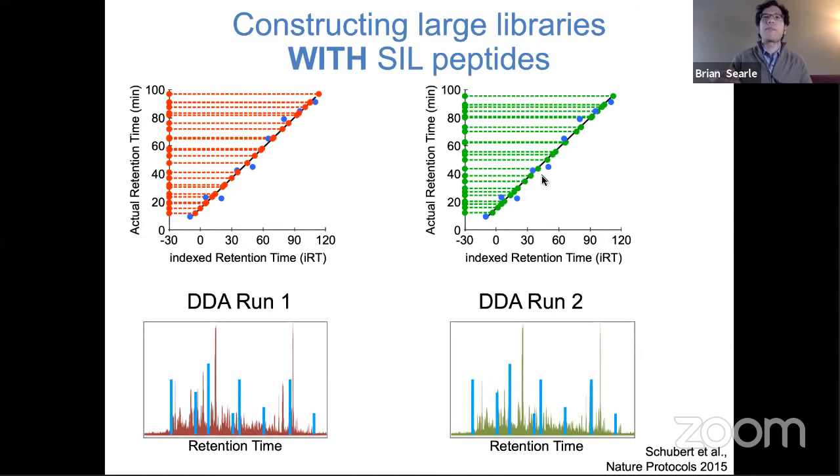And you can use that to compare against another DDA run where, again, you injected the same types of peptides into that same experiment. Whether they're officially IRT peptides or not, it doesn't really matter as long as they're on the scale. So this is one way to generate these larger libraries.